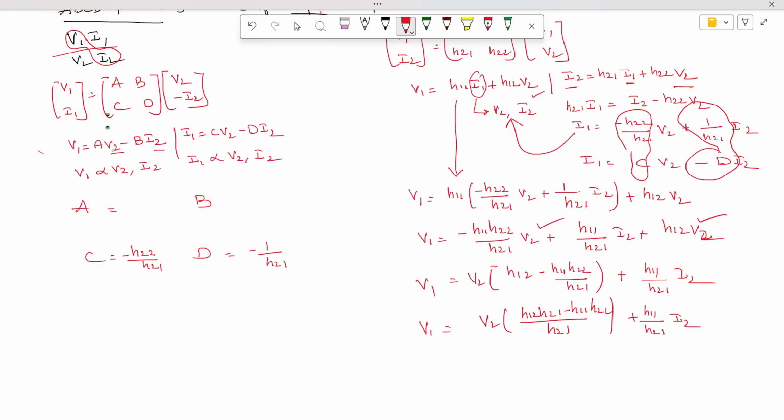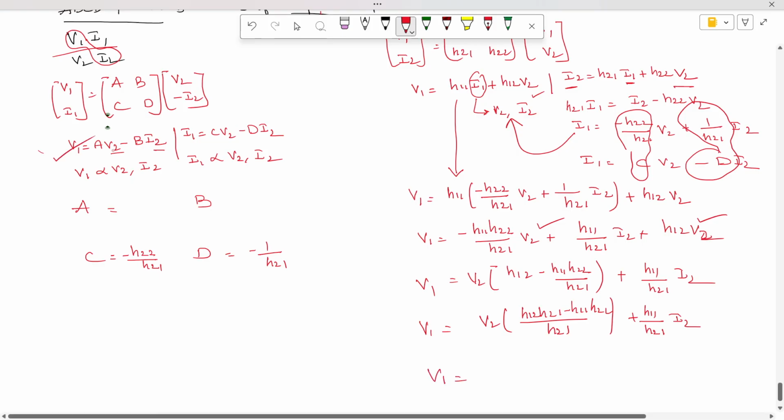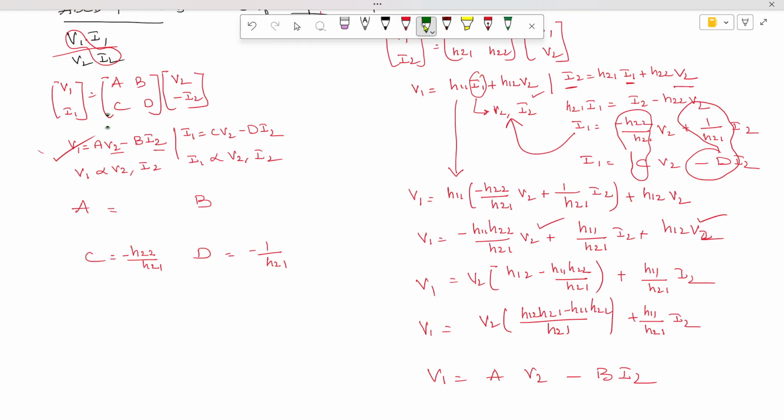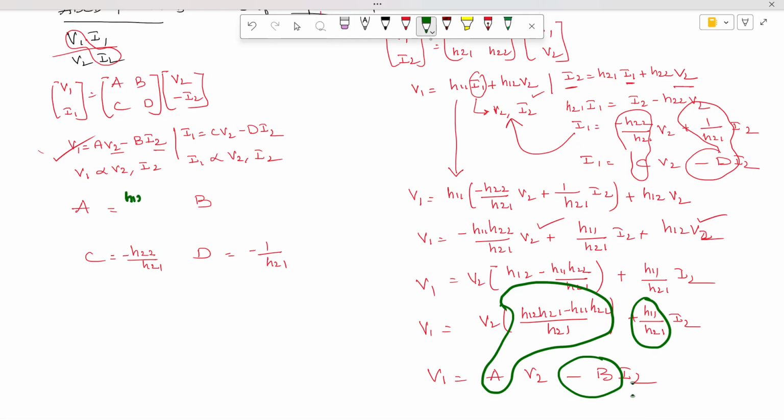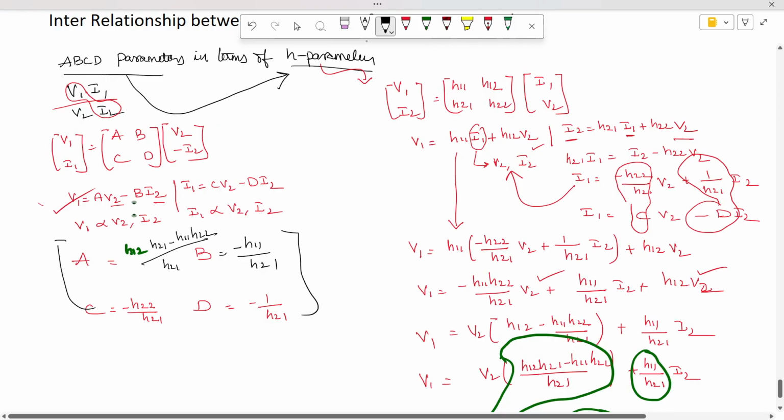What is the standard expression of the ABCD parameters? V1 is equal to AV2 minus B into I2. So now we compare with that expression. The value of A is this value, the value of B is this value. Therefore, the value of A we are going to get as H12 H21 minus H11 H22 divided by H21. The value of B is minus H11 divided by H21. So this is how we expressed our target ABCD parameters in terms of H parameters.